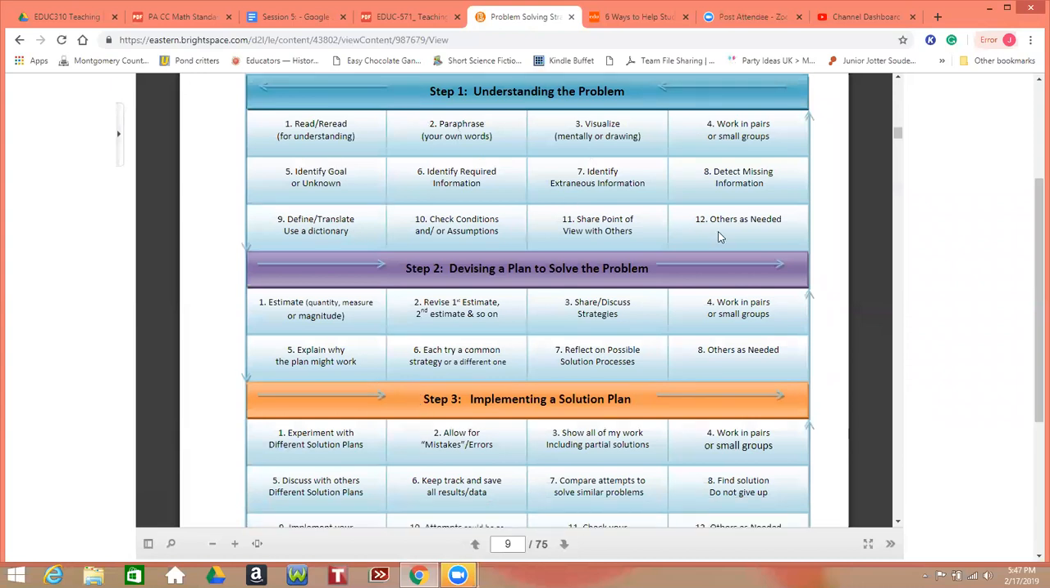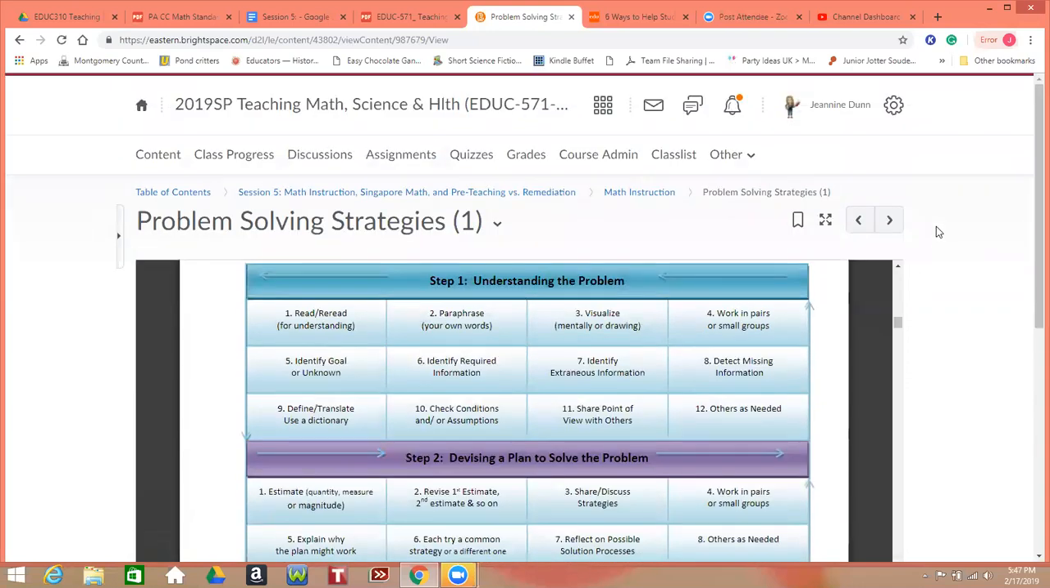They show you 12 different ways that you could do that. Step 2, 8 different ways there, right? So anyway, you can take your time to look through that, see if there's anything that you might find relevant for teaching problem solving strategies in your classroom.